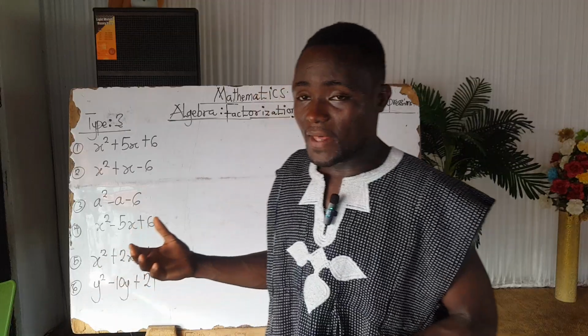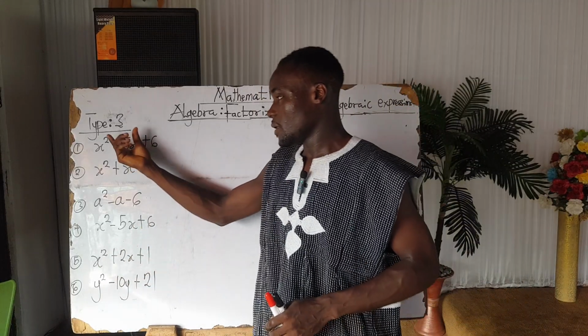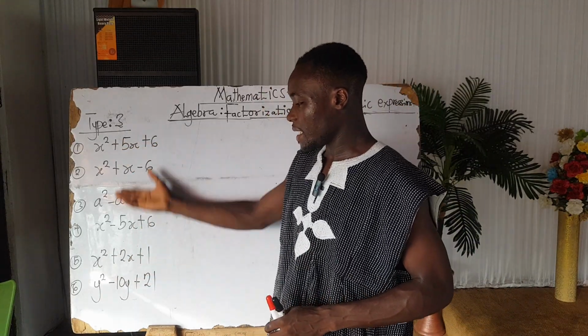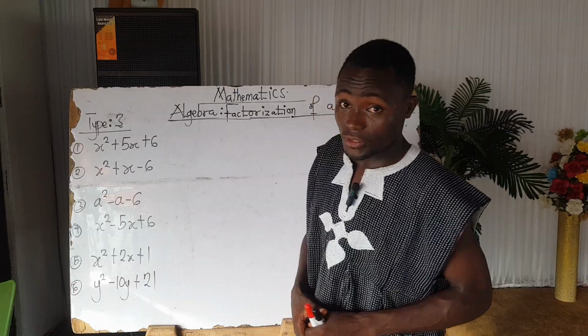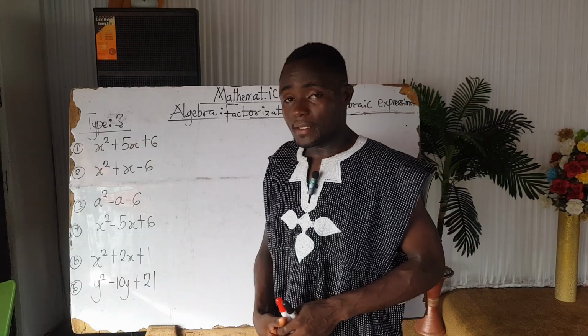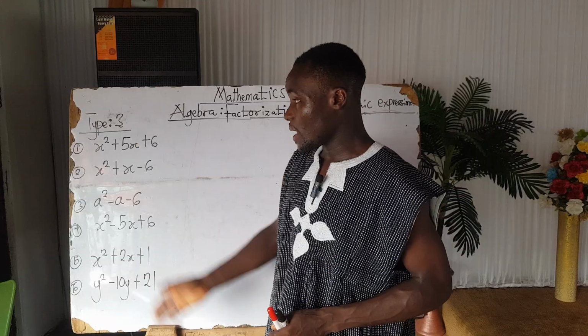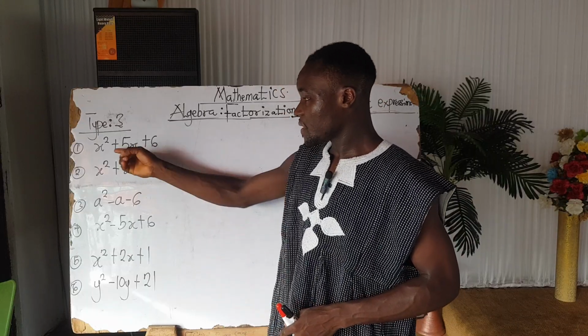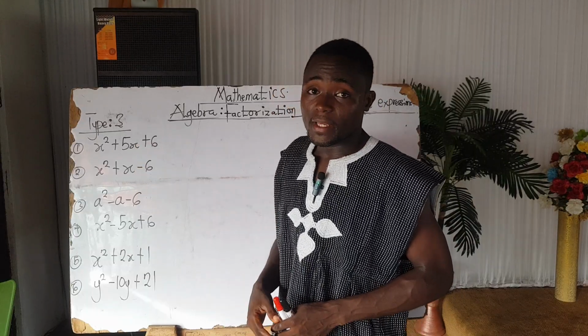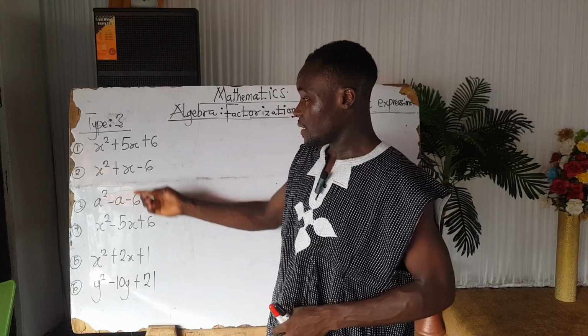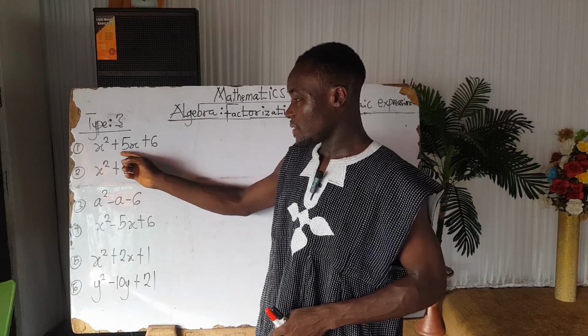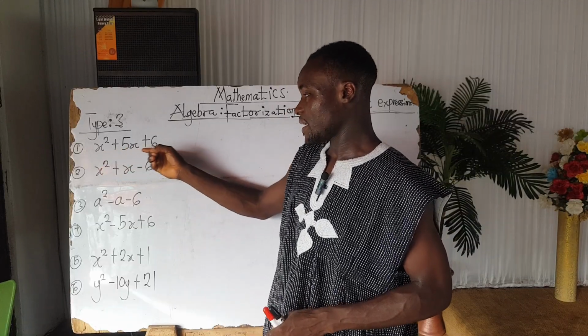So let's dive into the type 3 method of factorization. Over here, as you can see, I have an expression involving three terms. Now, this method of factorization, I have termed as type 3. Why? Because we have the same variable within the expression. As you can see, question number one, I have x squared plus 5x plus 6.